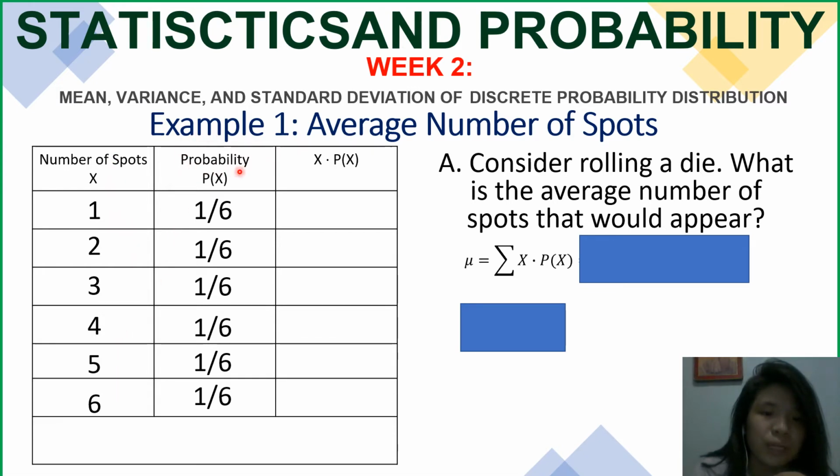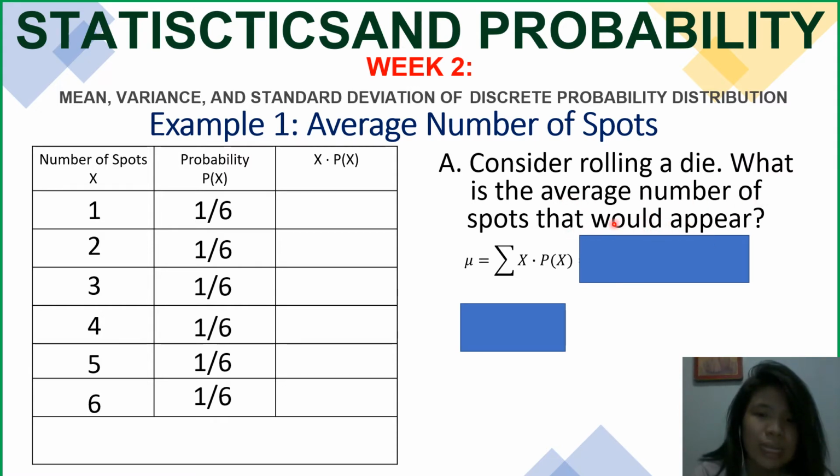And we will look for its probability, which is represented as p of x. So, its probability that 1 will occur is 1 out of 6. 2 will occur is 1 out of 6. 3 will occur sa pag-roll niya ng die is still 1 out of 6, 4, 1 out of 6, 5 is 1 out of 6, and 6 is still 1 out of 6. So, equal result lang sila if magro-roll ka ng die. So, ano yung hinahanap natin dito? The average number of spots that would appear.